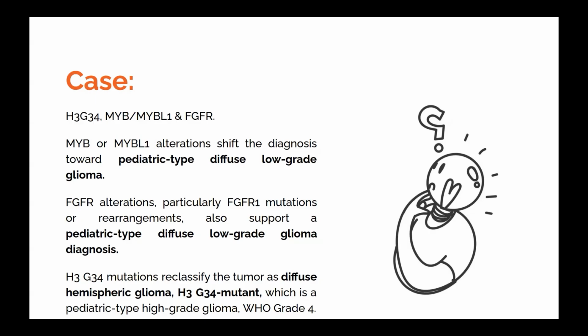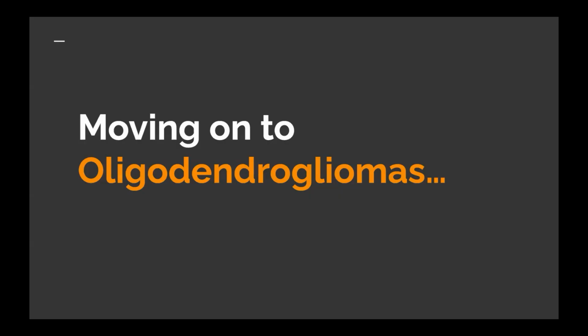So it is very important to remember that early young adults and the teenage group might present some challenges of their own in terms of molecular profiling. Moving on to oligodendrogliomas. Are we clear? Does anybody have any question regarding this?